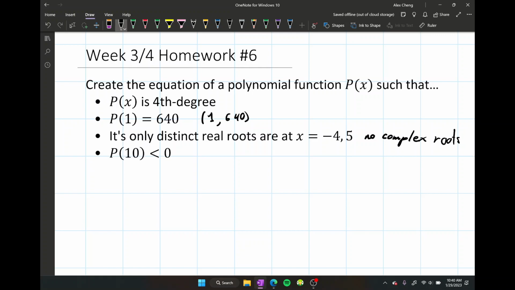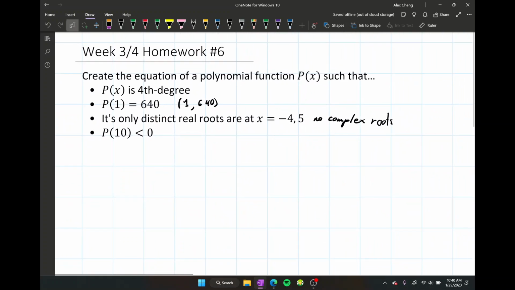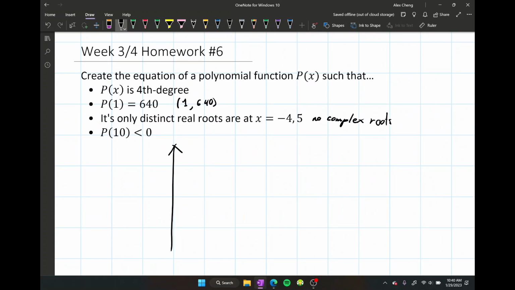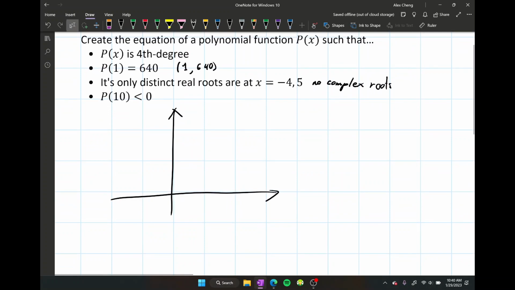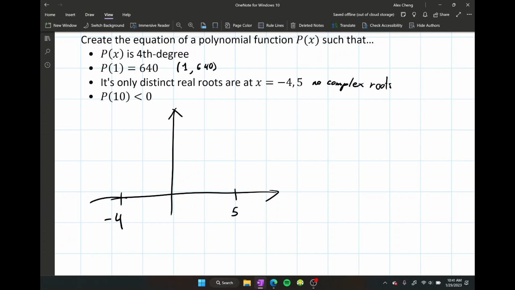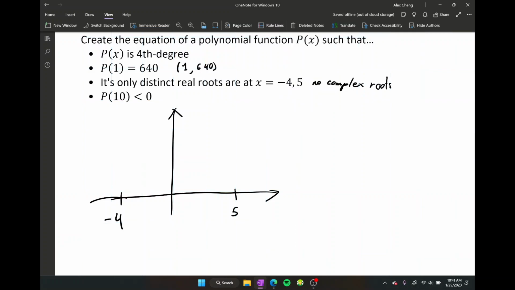Okay. The first thing I'm going to do when I see something like this is to draw a picture. Right, so I think that's been pretty consistent with what I've been suggesting you do in class. And again, this is just a rough sketch. So my only real roots are at -4 and 5. So right there, and let's say right there. I know I have graph paper, and I'm not using it. So you know what? Let's just pretend I don't have graph paper. Okay, what else do I know?